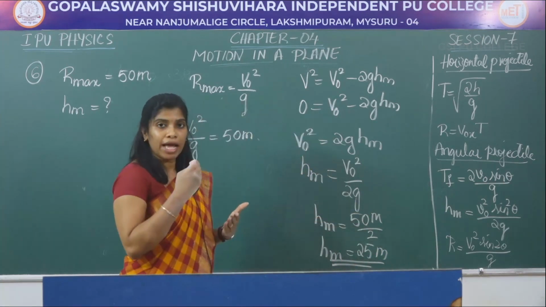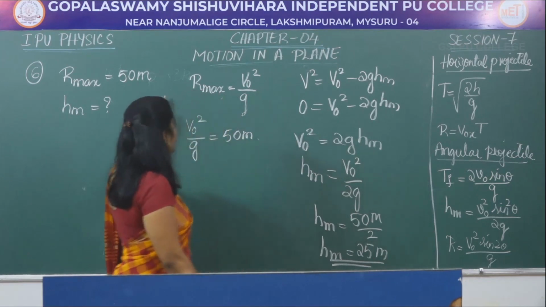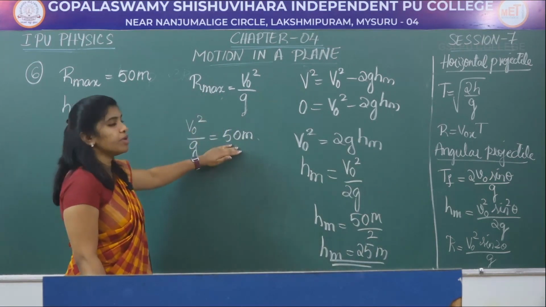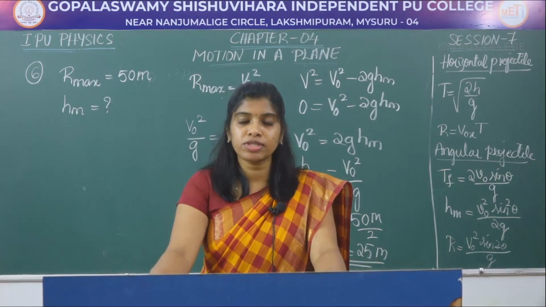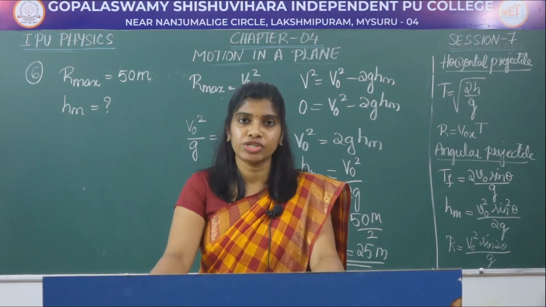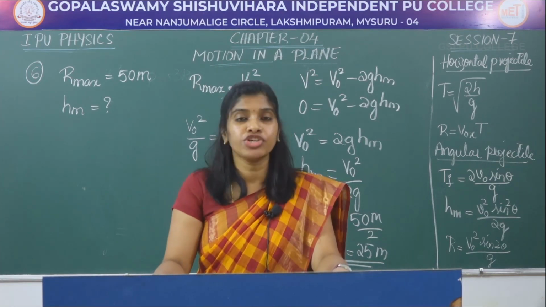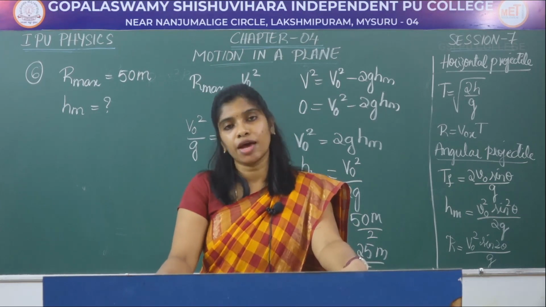Ball can attain a maximum height of 25 meter when the horizontal range, which is 50 meter, is already given. These are the 5 marks problems on projectile motion which will be asked in the examination. So I am going to end the session here. In the next session we are going to study about the uniform circular motion.